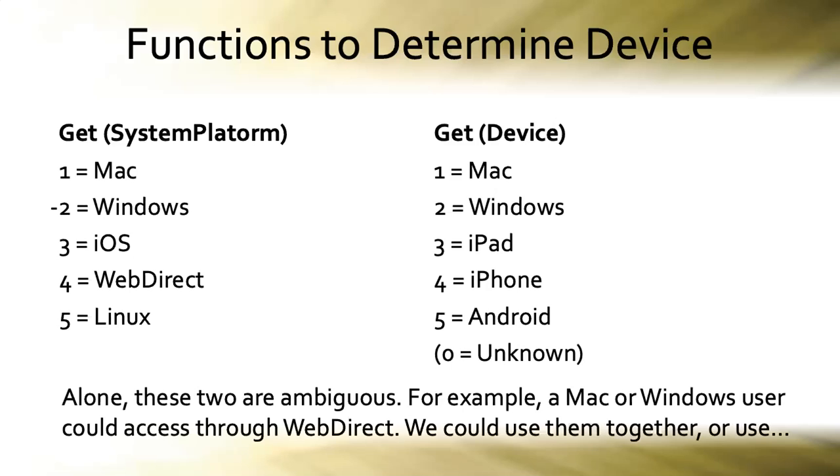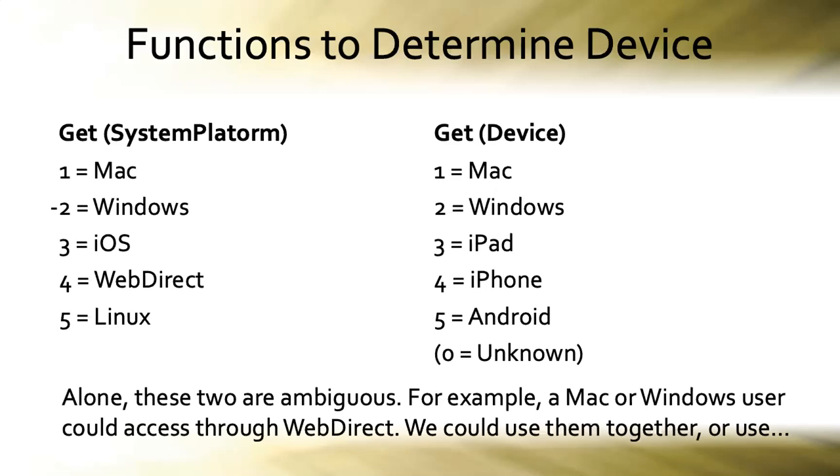Now, these two functions alone, each one of them, are ambiguous because a user could be on a Mac or a Windows device, but still be connecting via WebDirect. They may be using a web browser and not FileMaker Pro client software.